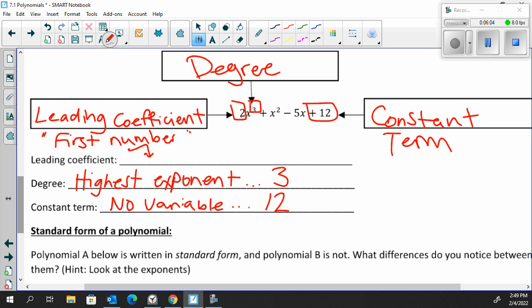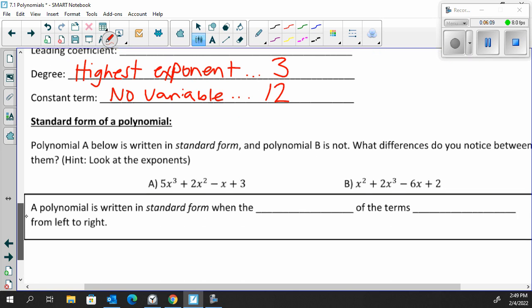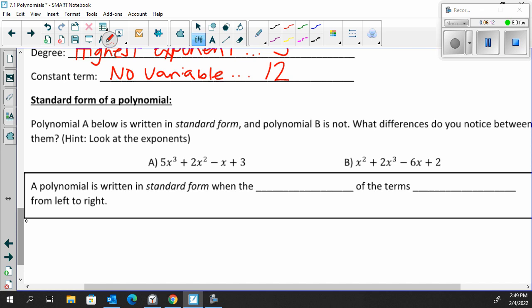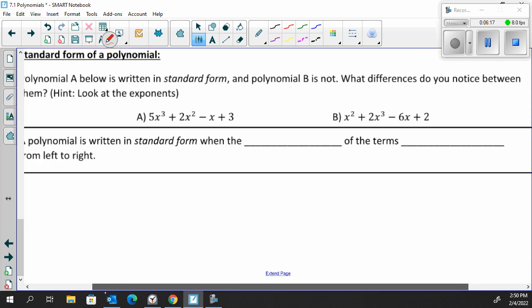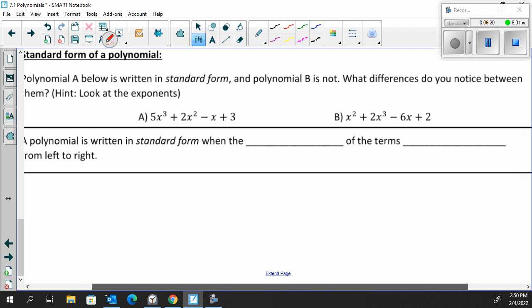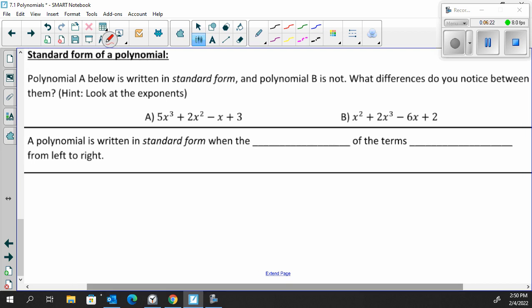Okay. All right. Another thing that we need to talk about. Standard form of a polynomial is the way that we will usually write a polynomial. So I'm just going to tell you what it is. A polynomial is written in standard form when the powers, so we're talking about exponents, when the powers of the terms decrease from left to right, okay?